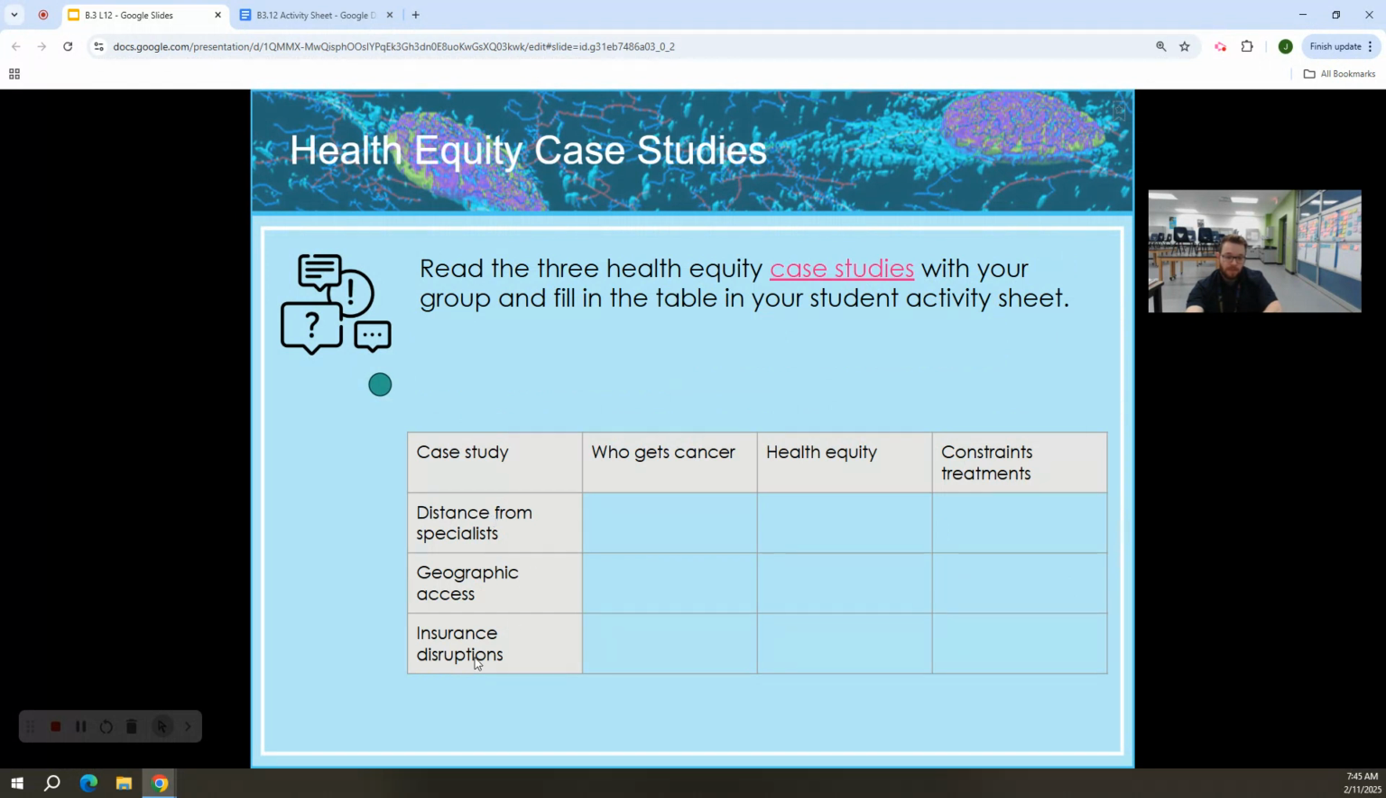All right, we've got 3 case studies. What I would recommend you do is, in your group, assign one person to distance from specialists, one person to geographic access, and one person to insurance disruptions, and then read about that, fill in the table for your selected case study, and then come back and share that with your group members, so you don't have to go through and read all of them. If you don't do that, then you are going to have to read all of them, because you are responsible for all of this information. But like I said, I would break it up, make it easier rather than harder.